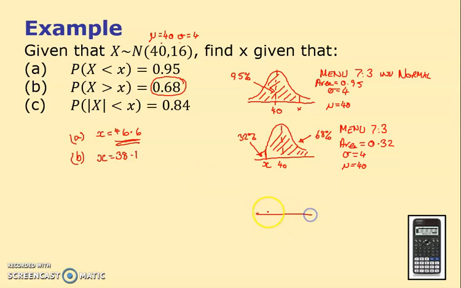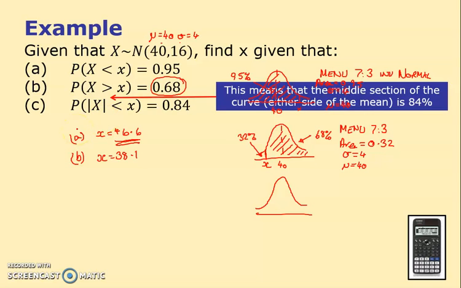And the last one, C. What have I got? The probability. Now I should point out here, well, we can't really see it, but it means that the middle section of the curve, either side of this, is 84%. We've seen this in class. And it basically says the modulus of this is less than some number.